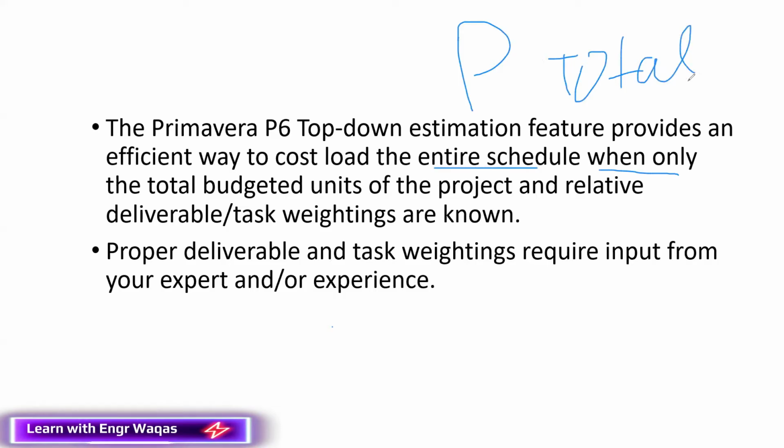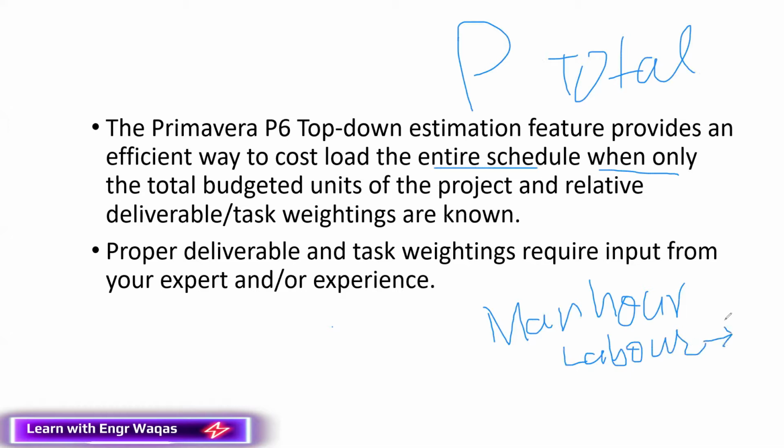When I talk about total units, it means man-hours, either labor or non-labor. At one time, we can deal with only one category, either labor or non-labor. Labor means manpower, and non-labor means machinery, like your cranes and all that. So if we have an accurate calculation for the entire project, let's say 3,000 total man-hours in the labor category required to execute the project, then we can apply this feature.